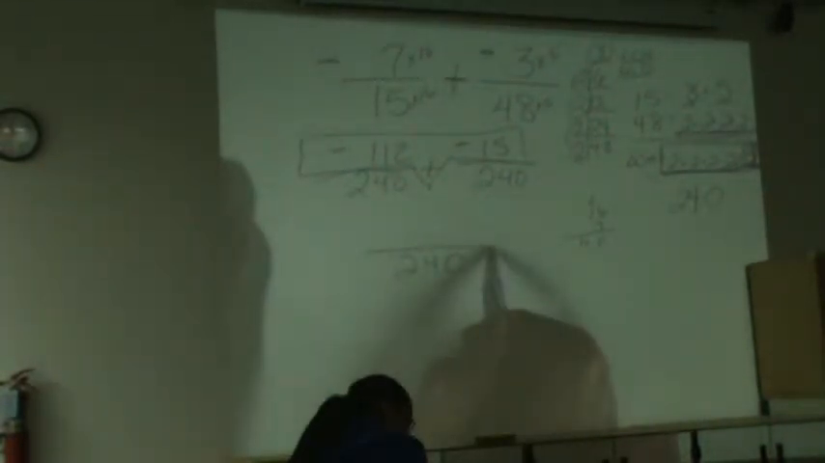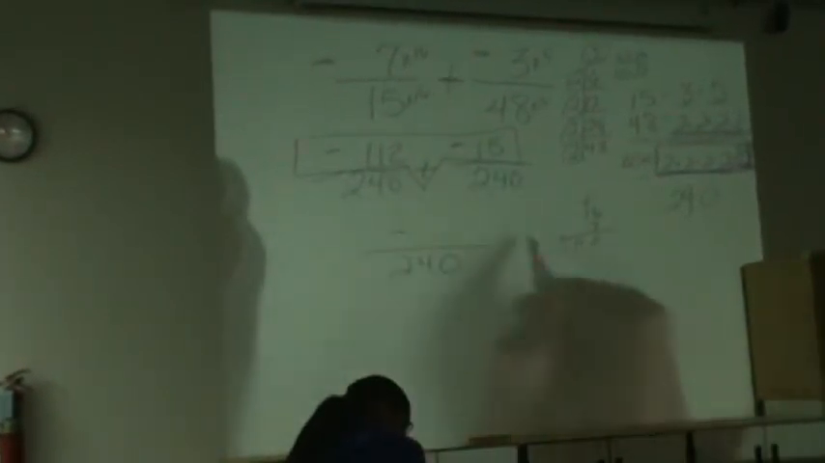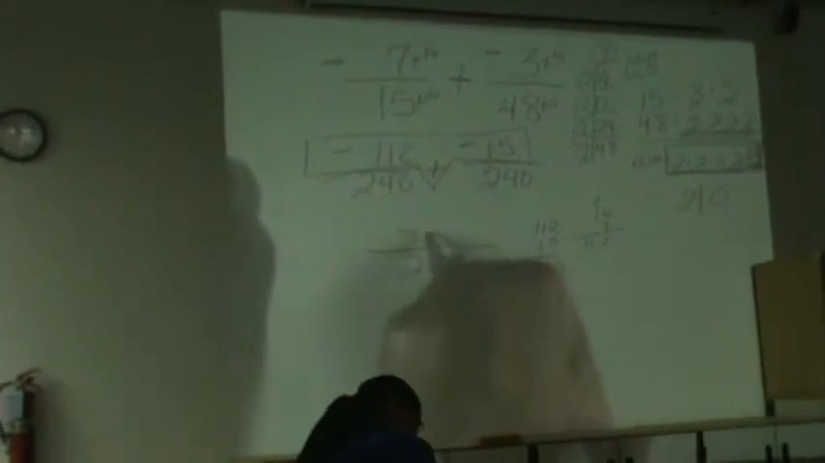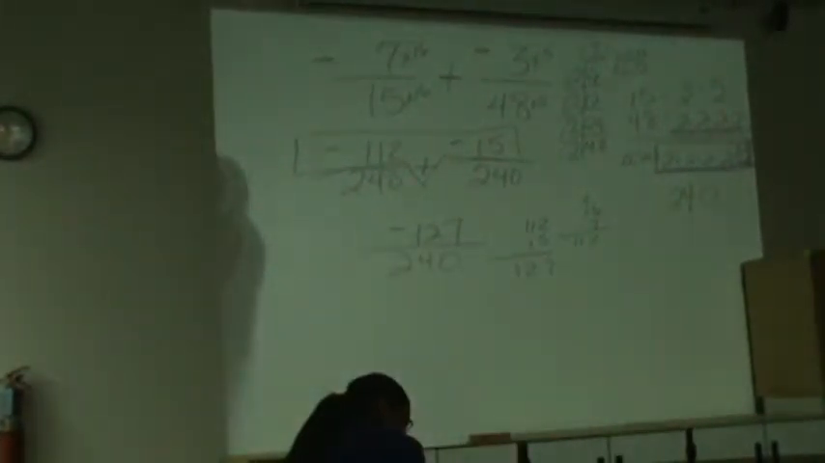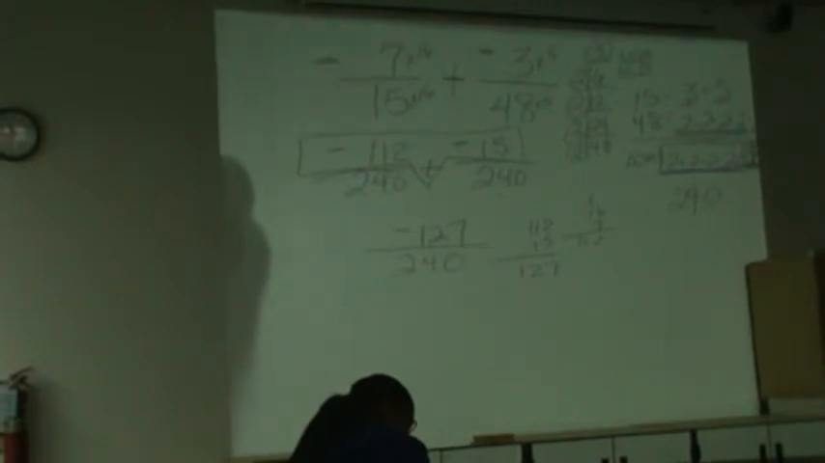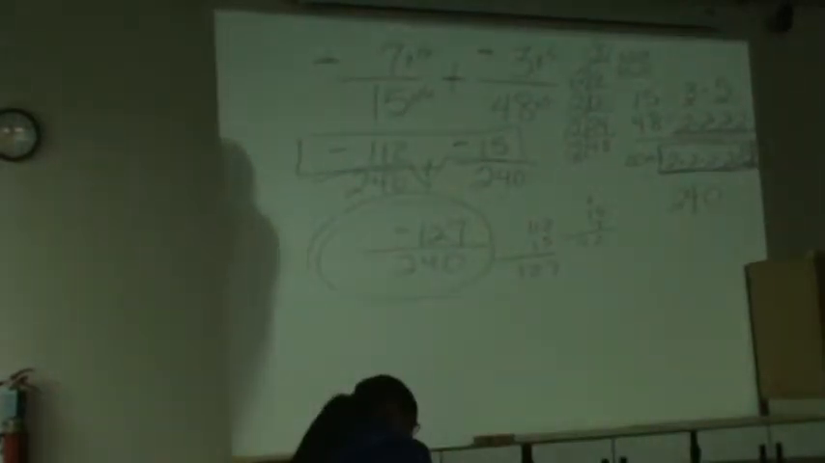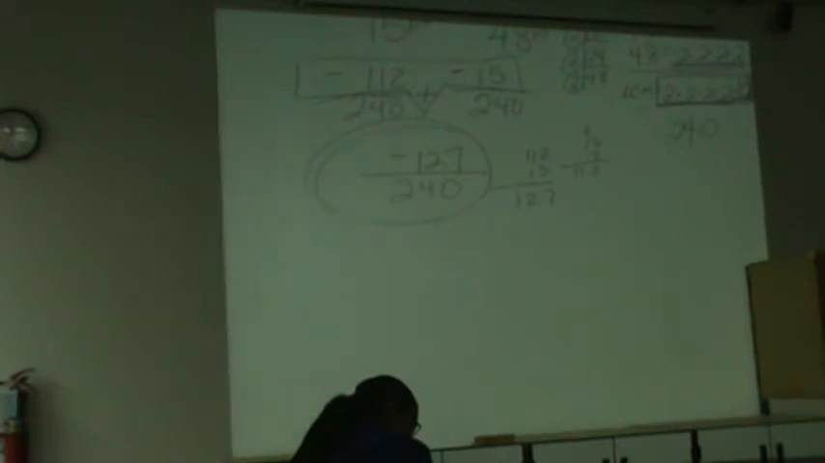So what is our top? Negative plus a negative, you keep the negative, add the numbers. 127. I don't know if that'll reduce. I don't think this divides by 3, that doesn't. Okay. That's the answer unless it reduces. Enough of those?